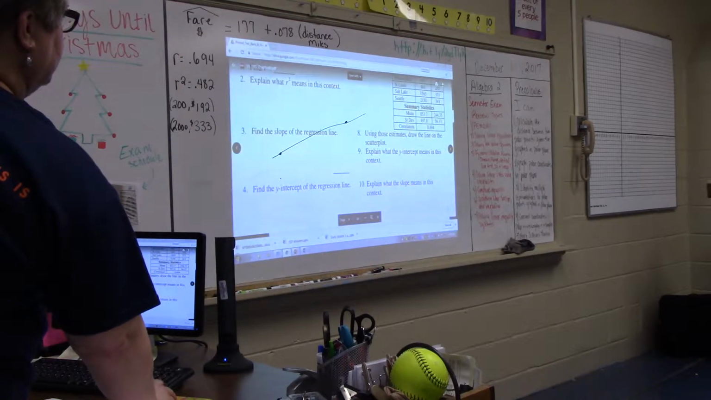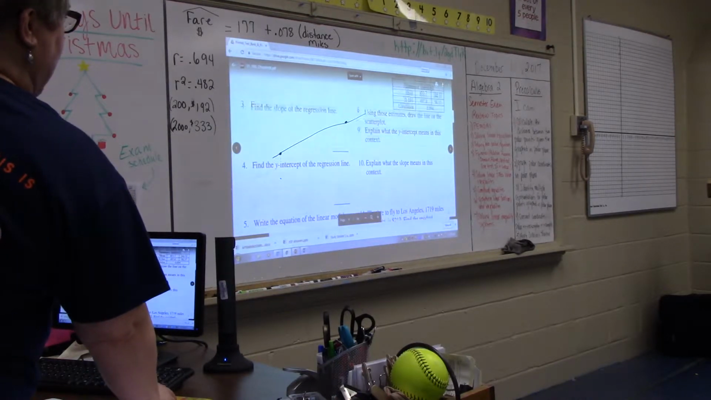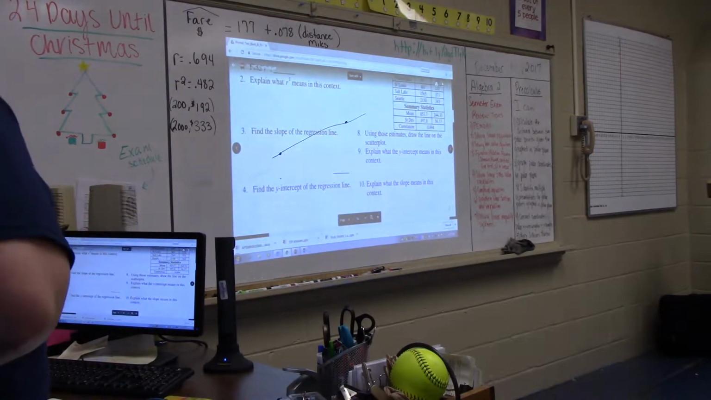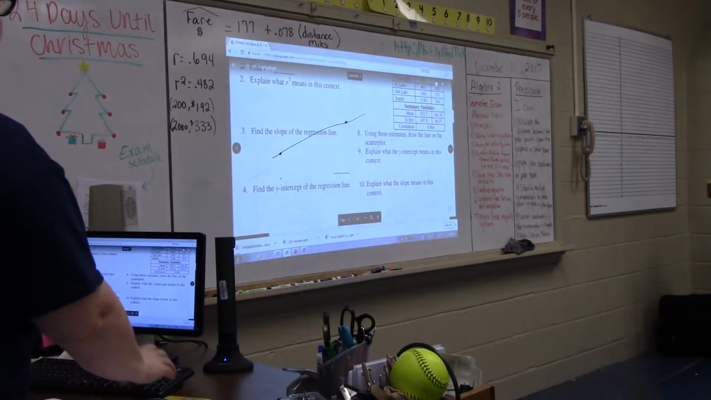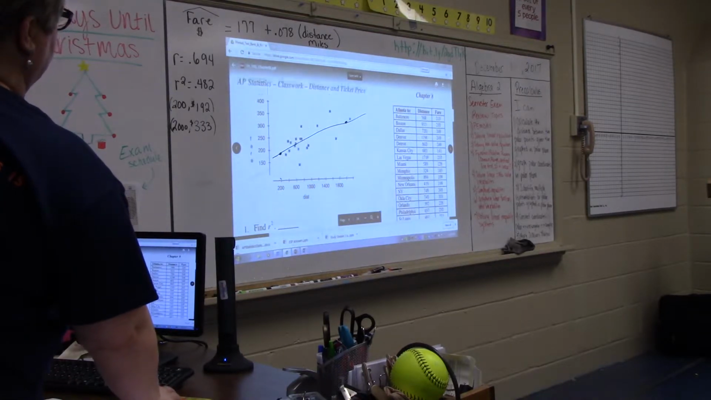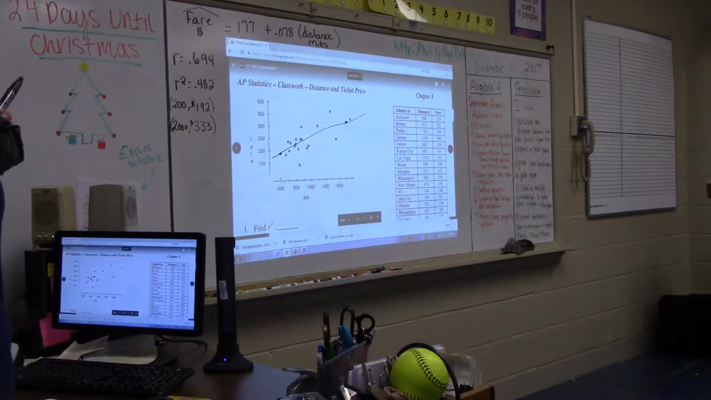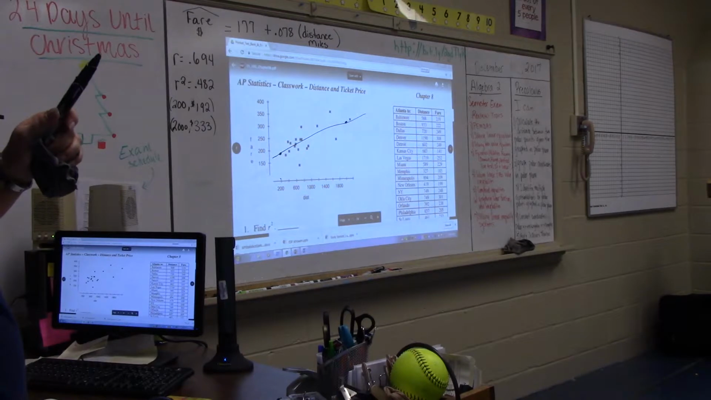All right, so then 9 says, explain what the y-intercept means in the context of this problem. So here's our graph. What do you think the y-intercept of 177 means?